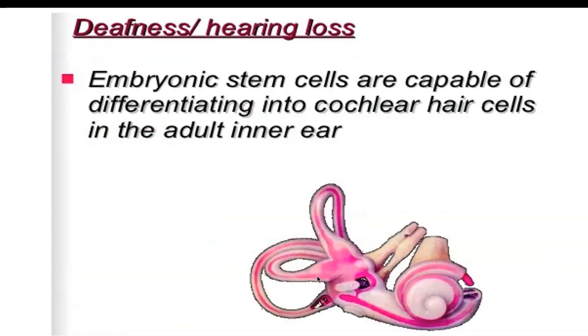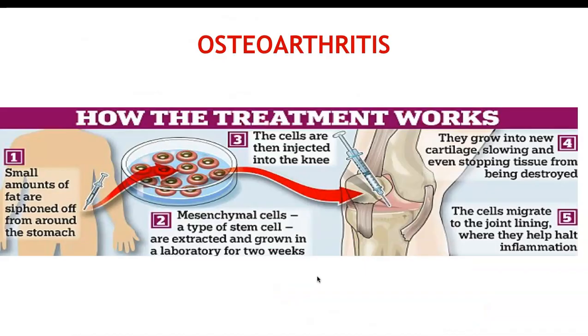Then the embryonic stem cells are capable of differentiating into cochlear hair cells in the adult inner ear, and thus the deafness problem or hearing loss is cured.